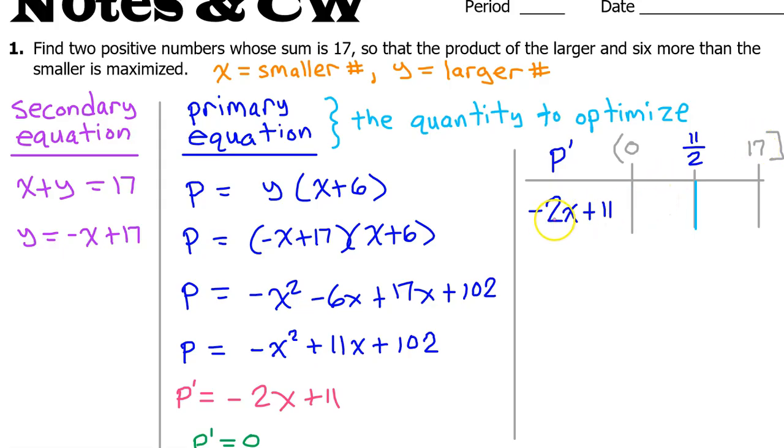Now we need to decide whether this factor is positive or negative in each one of these intervals. To the left of 11 over 2, imagine plugging in 0.